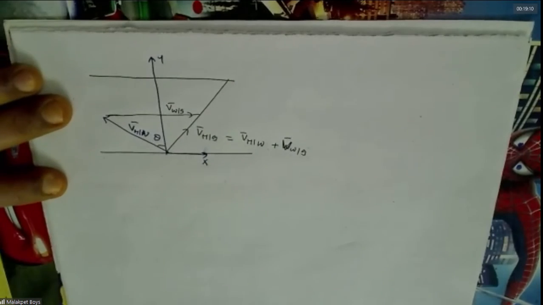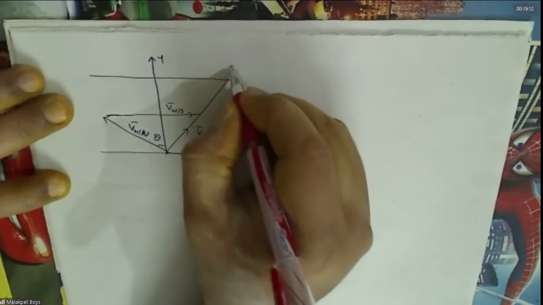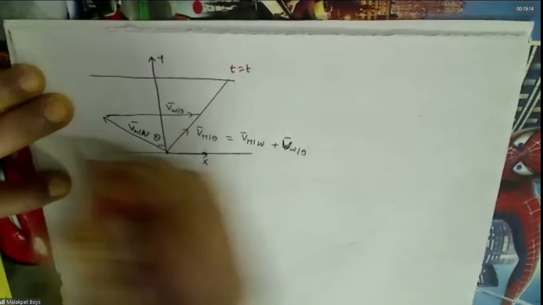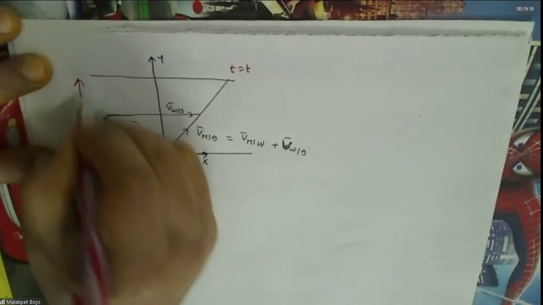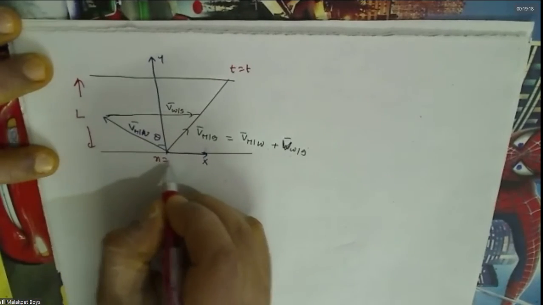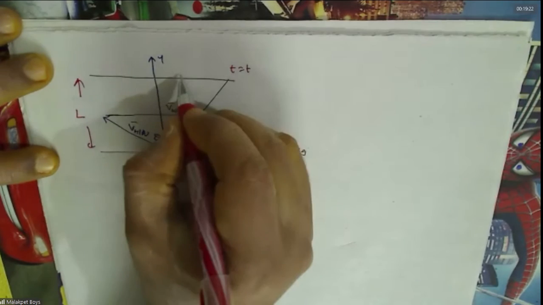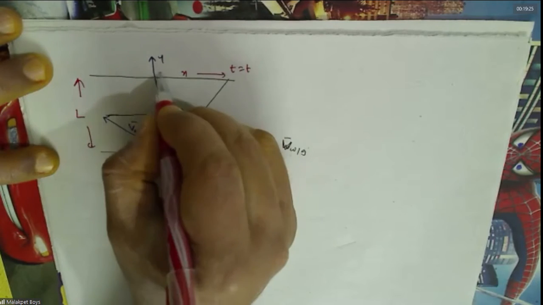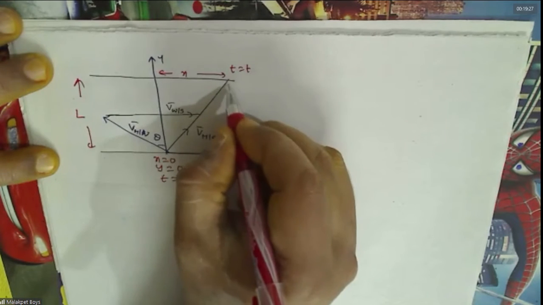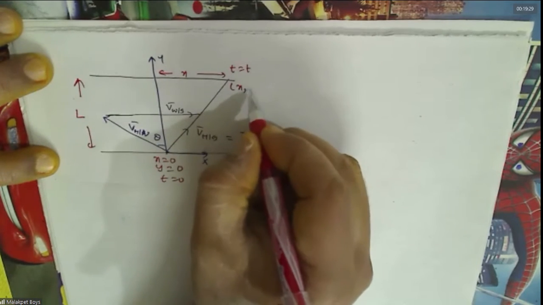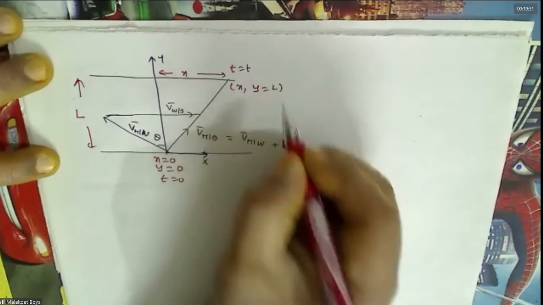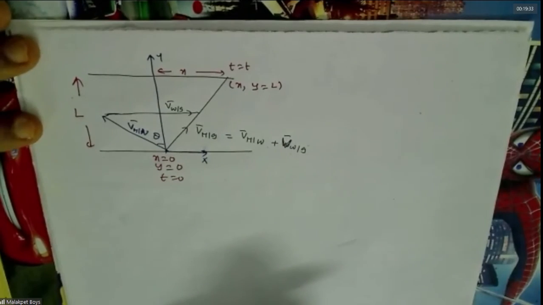Okay. Now what is his displacement? He starts here at t equals to 0. He lands up here. As you know, this is the width of the river. This is x is 0, y is 0, t is 0. So this is suppose x. So what are the coordinates of this? x comma y is equal to this. Do you agree with this or not?